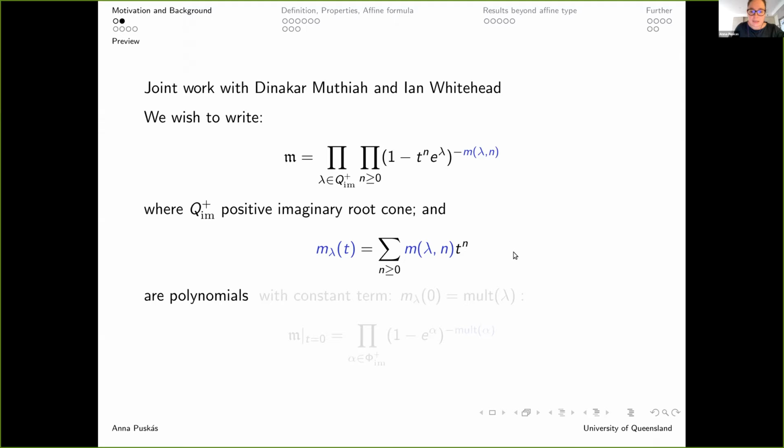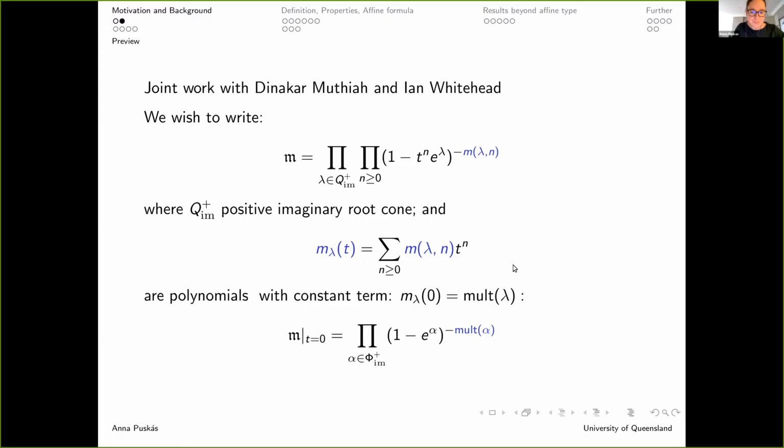The constant term of these polynomials is the multiplicity of the imaginary root, or element of the root cone, for reasons of just the definition of M. So in some sense, these polynomials m lambda of t are deformations of the imaginary root multiplicities. If you've ever thought about imaginary root multiplicities of Kac-Moody groups, you know that this means that they are not easy to compute. But we will try and say some things about them nevertheless. My hope with this talk and all versions of this talk that I've given is that someone will tell me how to compute them, or at least how to compute more things about this factor M.